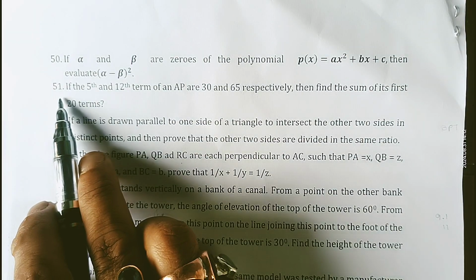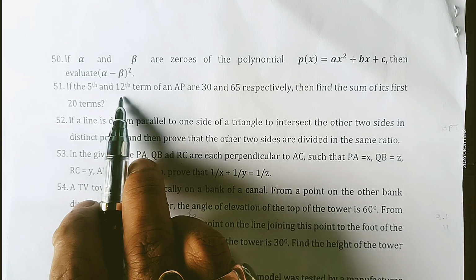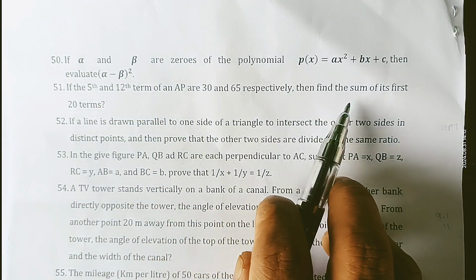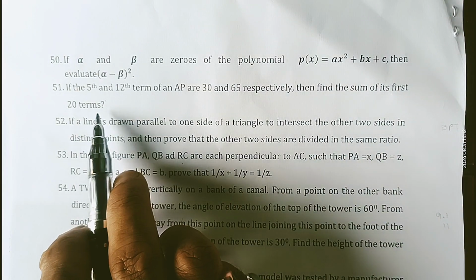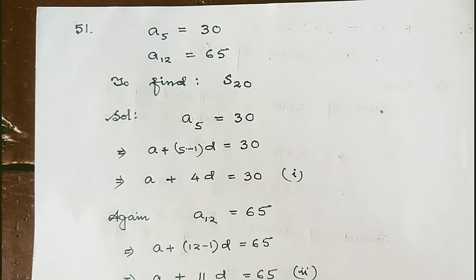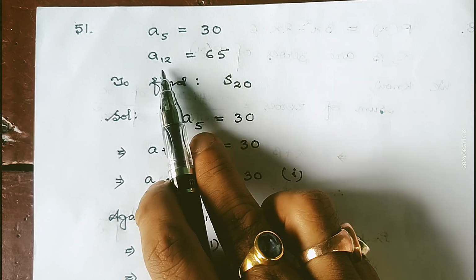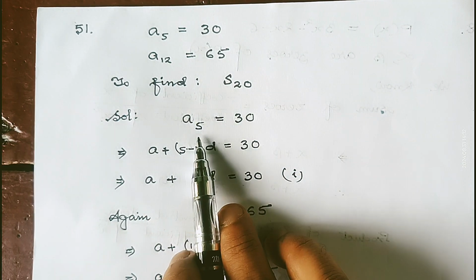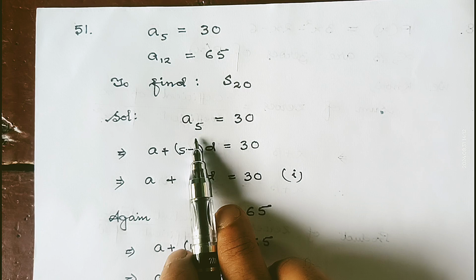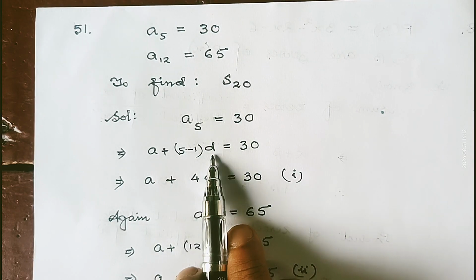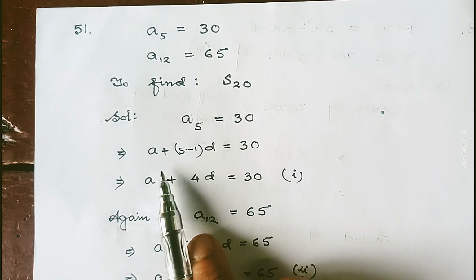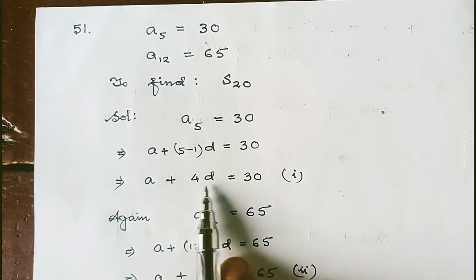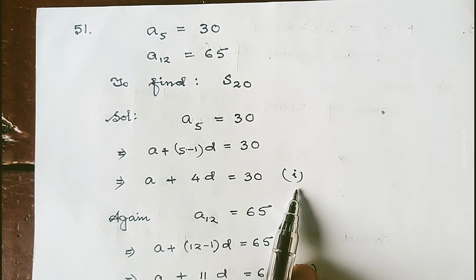In question number 51, it is given that if the 5th and 12th terms of an AP are 30 and 65 respectively, then find the sum of its first 20 terms. Here the 5th term is 30 and the 12th term is 65, and we have to find the sum of 20 terms. Now since the 5th term is 30, we can write the formula a plus (n minus 1) into d. Since n is 5 here, a plus (5 minus 1) into d will be 30. So a plus 4d equals 30. Let it be equation number 1.